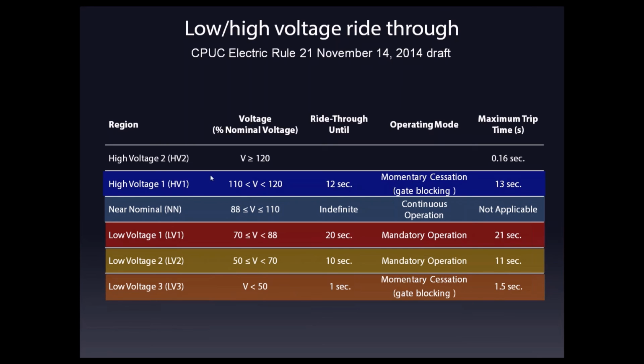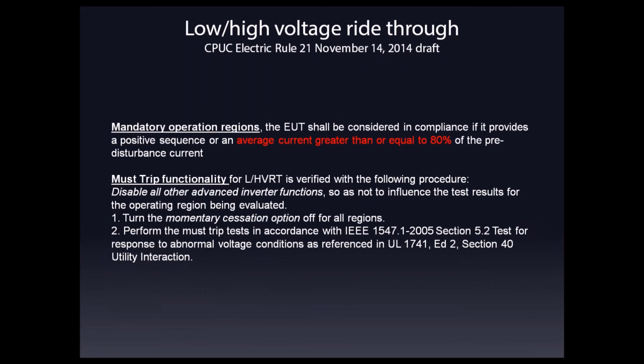But you pretty much have a high voltage region which you're supporting for 12 seconds, but you have to provide momentary cessation, or the gate blocking, meaning blocking your gate drives. For low voltage 1, 2, and 3, we have specified voltage levels and the amount of time we have to provide basically mandatory operation in this whole process. Okay, so this is really the summary of all these operating requirements.